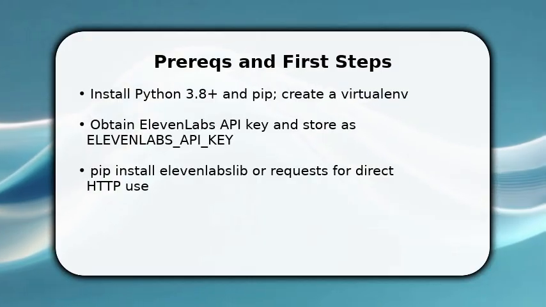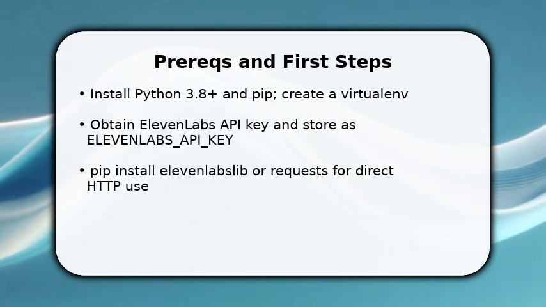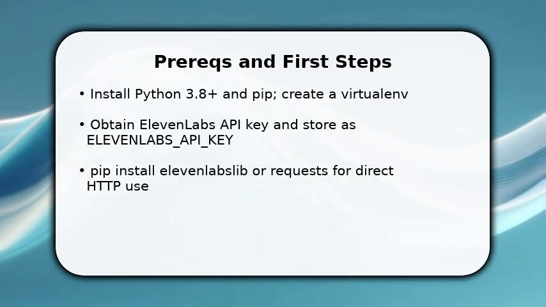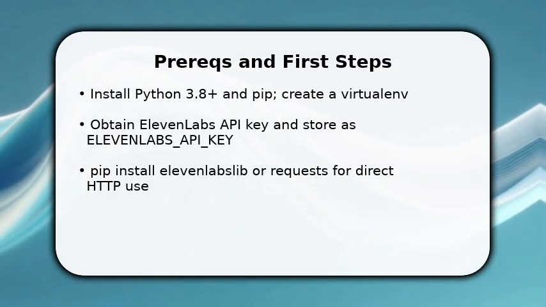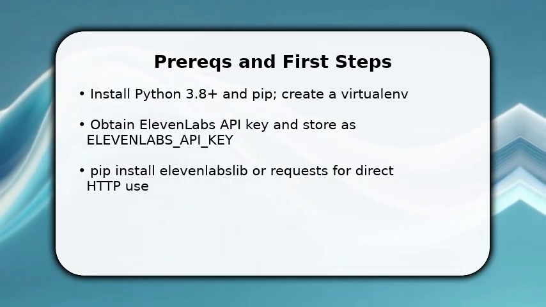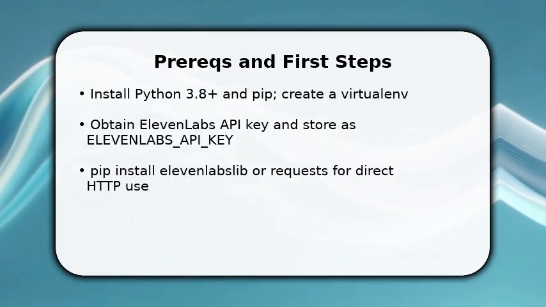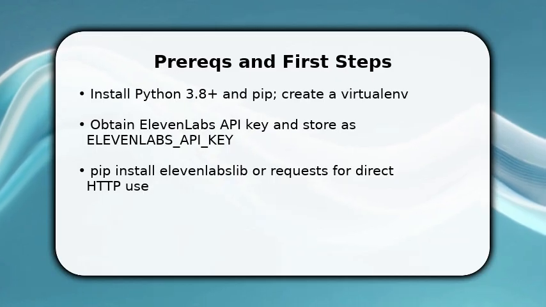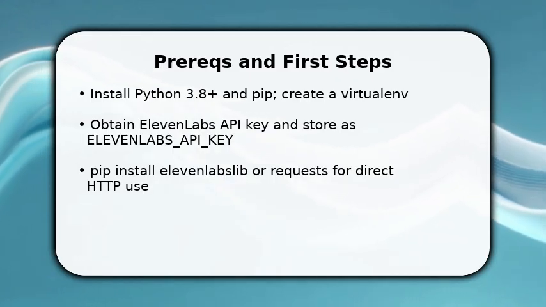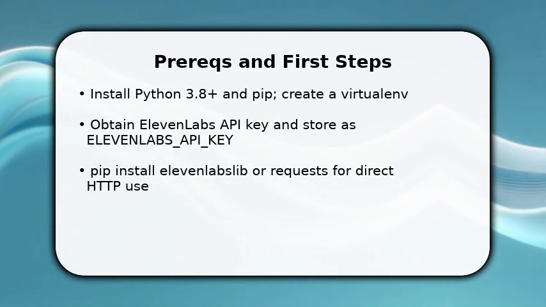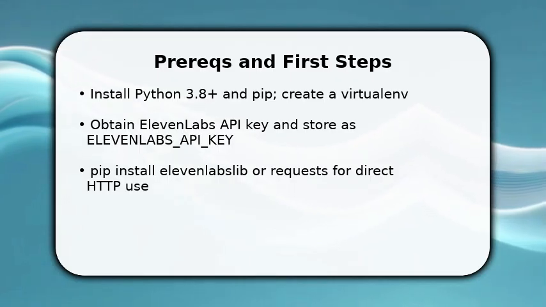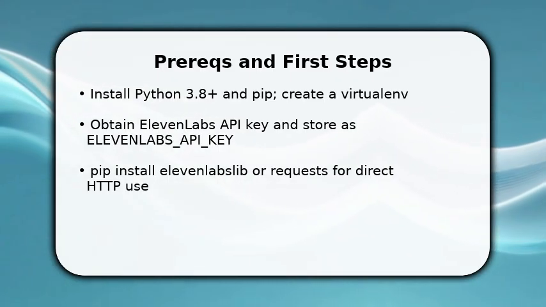You start by confirming Python 3.8+, and creating a virtualenv so dependencies stay clean. Once done, grab your ElevenLabs API key and export it as ELEVENLABS_API_KEY to avoid hardcoding. Next, install the client library with pip, or choose requests if you prefer raw HTTP. This gives you control over headers and payloads.